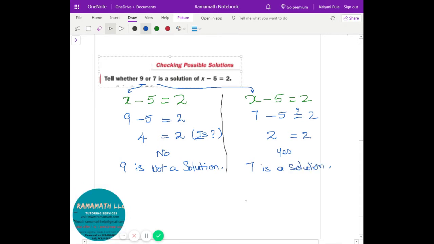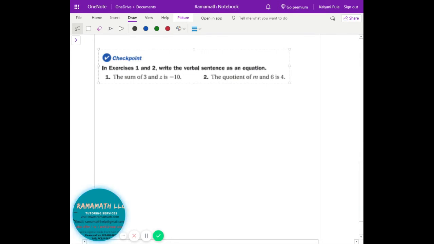Okay? So this is called checking your answer. It's like checking for the solution. It is a really important step in algebra whenever you do these questions. You're making sure you got the right answer. Okay? All right, let's do some practice on these questions. Go ahead and try those questions right now.